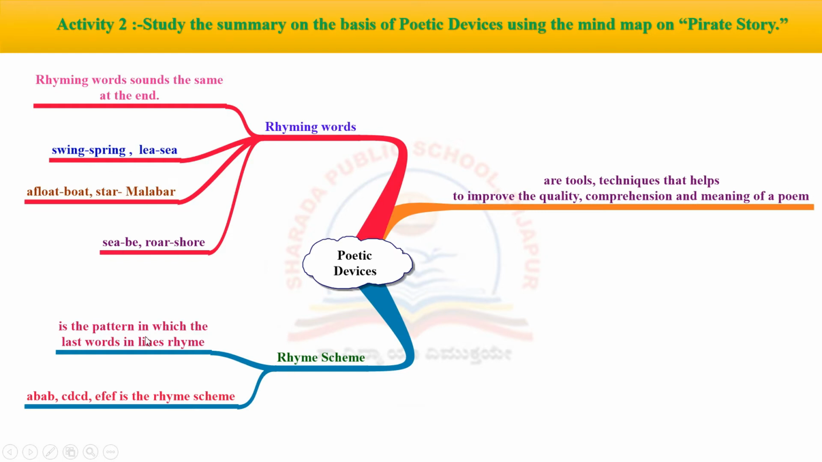Rhyme scheme is the pattern in which the last words in lines rhyme. AB, AB, CD, CD, EF, EF is the rhyme scheme of the poem.